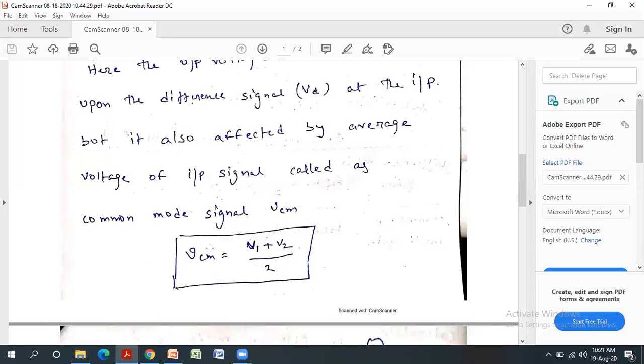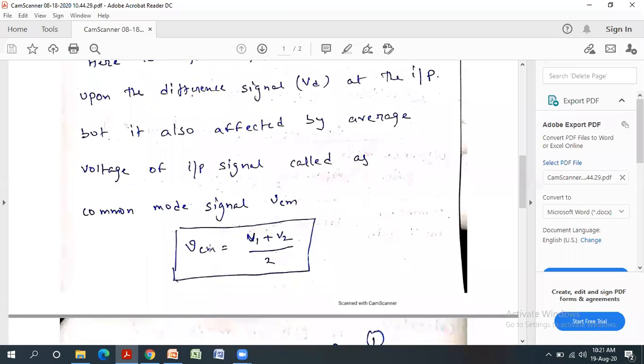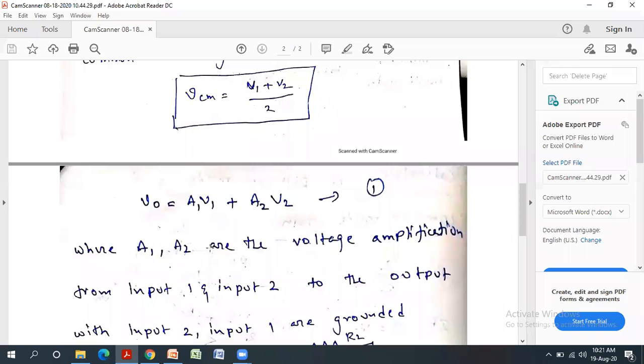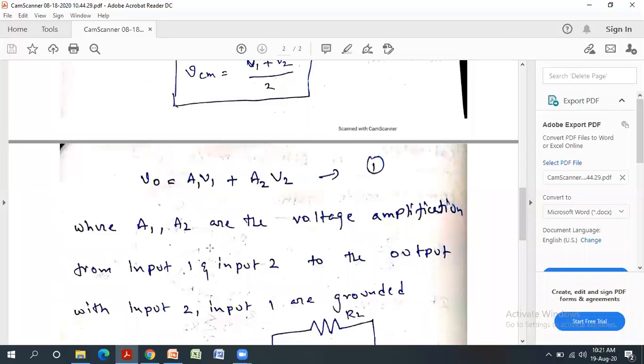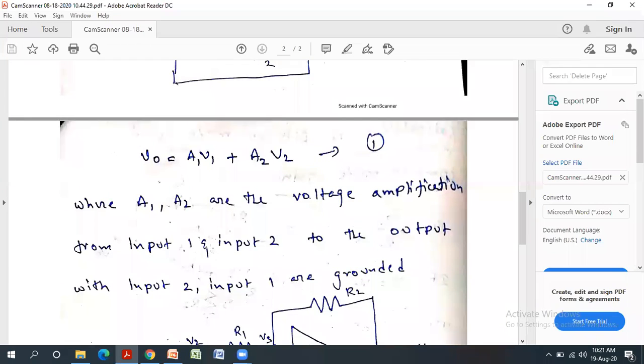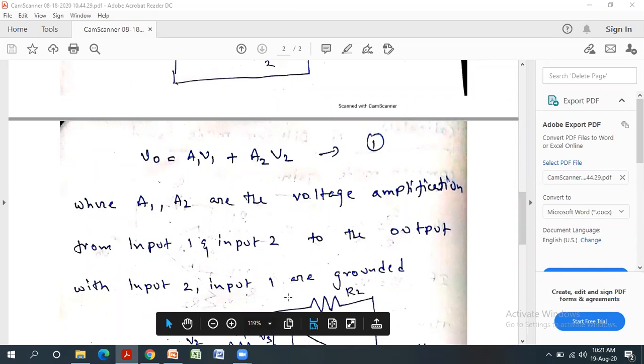The input is also affected by the average of input signals, that is called the common mode input signal, the common mode signal voltage V suffix CM. So if we see the expression of output voltage, V0 is equal to A1 into V1 plus A2 into V2. V1 is the input voltage at input 1, and V2 is the input voltage at input 2.